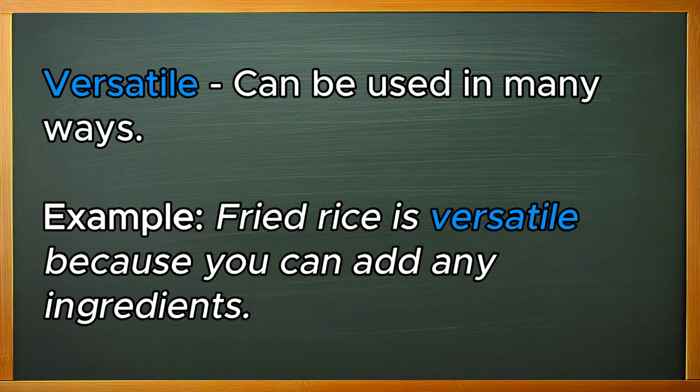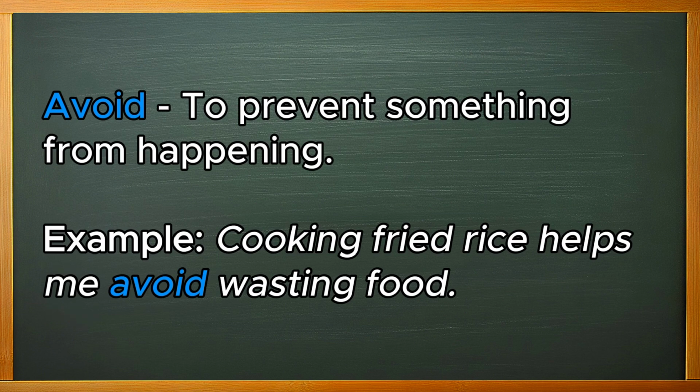Versatile means can be used in many ways. Example: fried rice is versatile because you can add any ingredients. Avoid means to prevent something from happening. Example: cooking fried rice helps me avoid wasting food.